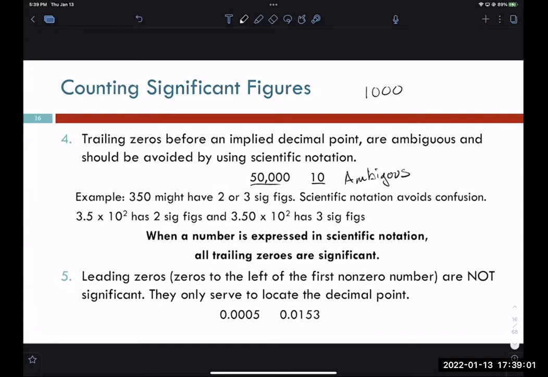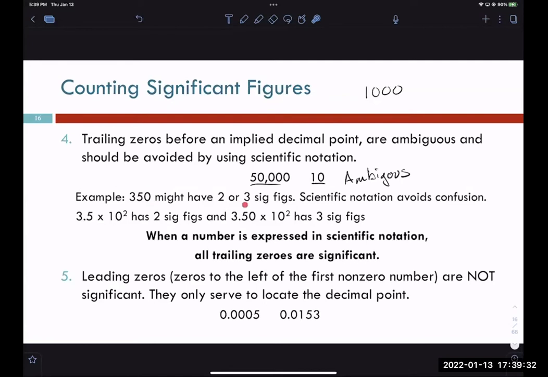Which is this example here. So 350 might have 2 or 3 significant figures, depending on how this zero was intended. But if we write it in scientific notation, we can avoid that confusion. So 3.5 times 10 to the second will have 2 sig figs, but 3.50 times 10 to the second has 3 sig figs.